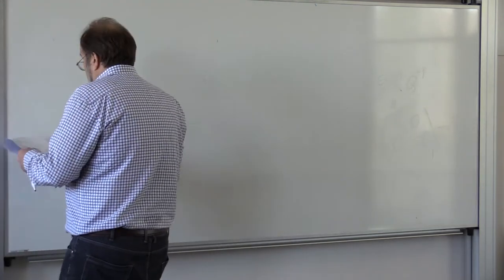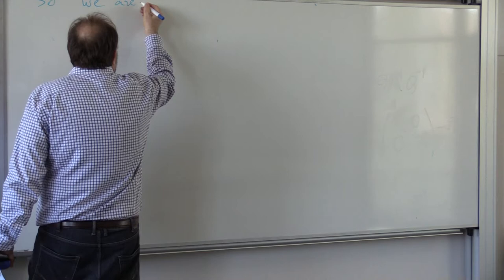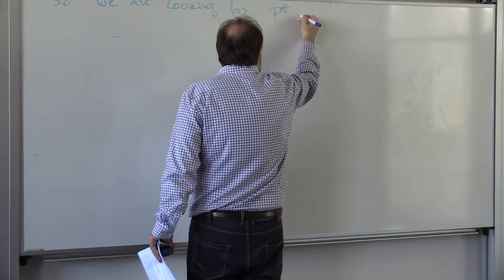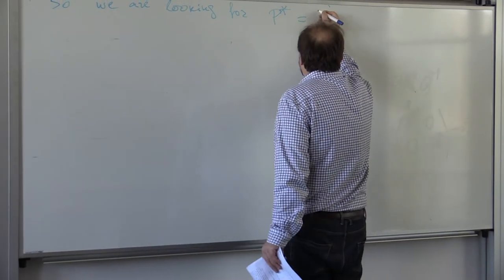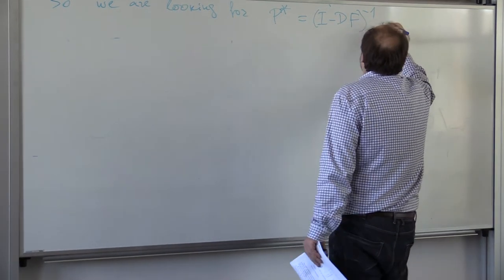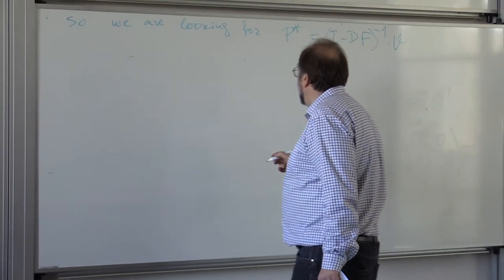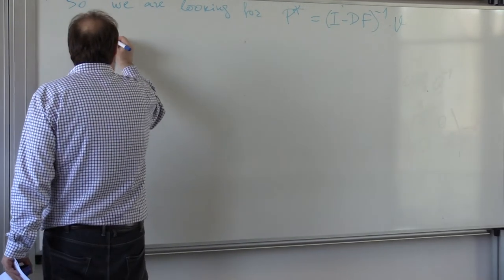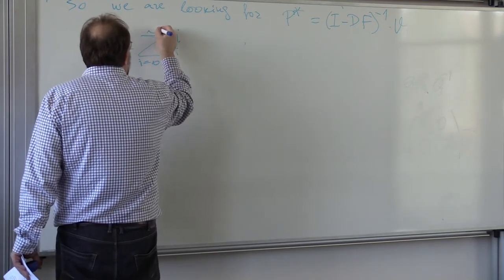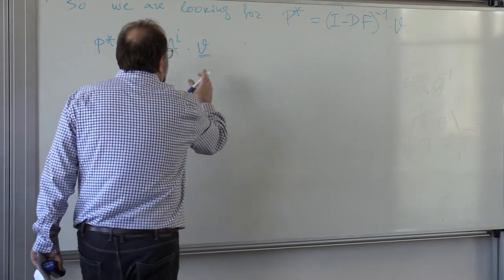So essentially this justifies that we are looking for p star, which is equal to (I minus V F) to the minus 1 times V. But we know what this is. So P star is equal to the sum of all powers of I from 0 to infinity times our vector V.